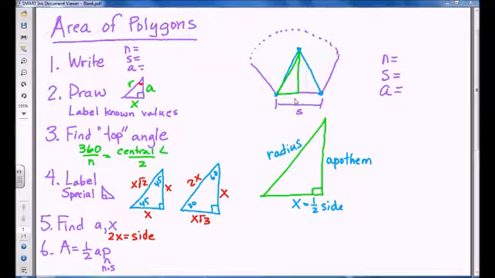Step 3 says to find our top angle. This angle right here. We do that by 360 divided by the number of sides gives us our central angle, the whole big one up here, and then we want half of that, so we divide by 2. You are going to do this step for every polygon. So we find this angle, and then for 10.3, all we have been dealing with is special right triangles.